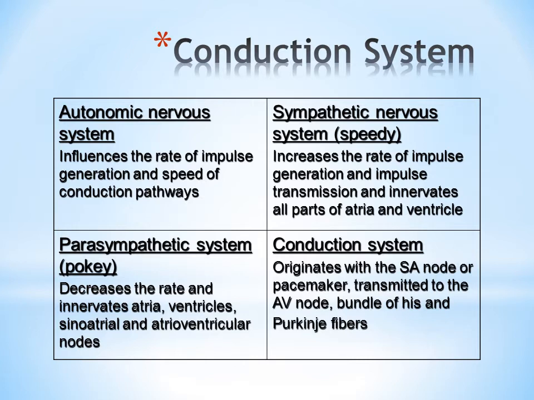The QRS complex will indicate the duration of electrical impulses as they travel through the ventricles. The normal QRS duration is 0.06 to 0.10 seconds. Anything greater than 0.10 seconds is equivalent to a bundle branch block. And the QT interval represents the time needed for the ventricular depolarization and repolarization.